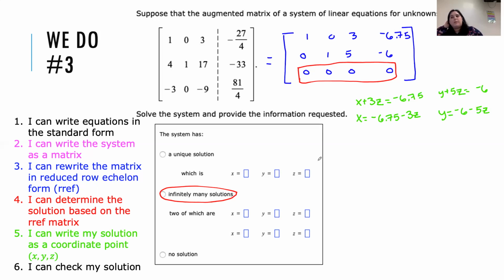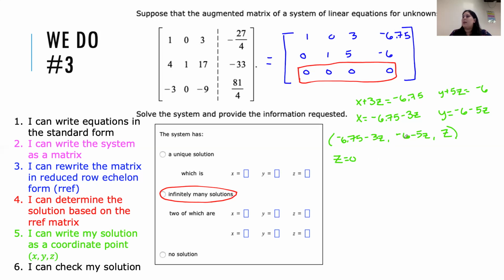So when we do that, to find an actual coordinate point, I notice that, again, we can pick whatever we want for z. So if we were to write this as our coordinate point, it'd be negative 6.75 minus 3z, comma, negative 6 minus 5z, and then comma z. So when we look at this, I just have to pick a z value and then plug it in to find my x and y. A good one we always like using is z equals 0. And so you're just going to plug 0 in.